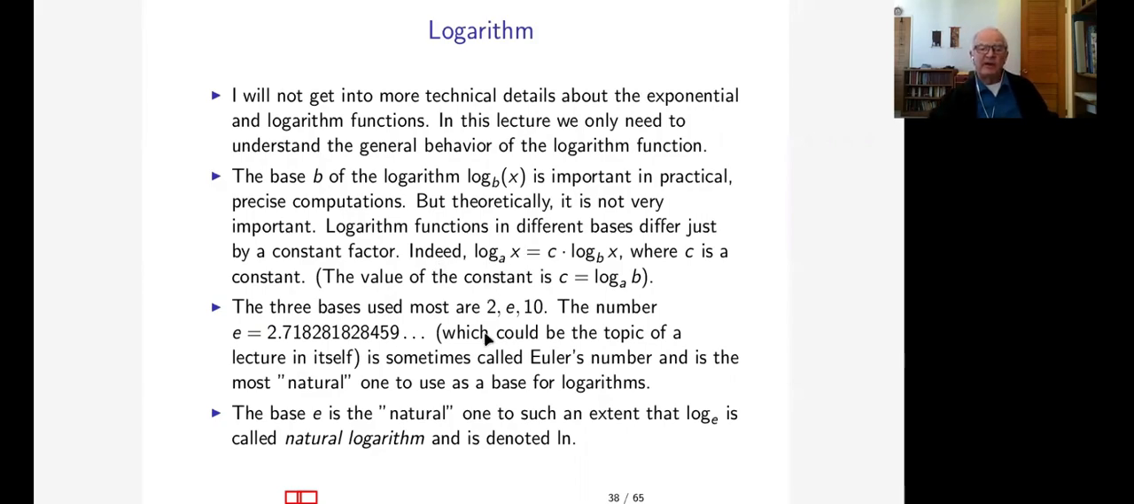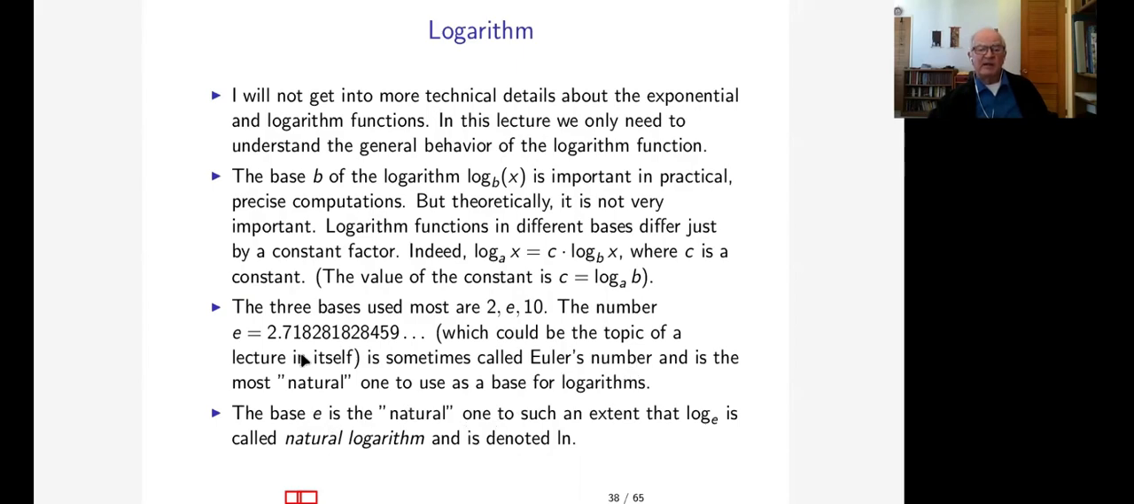I just want to mention one thing here. The logarithm in base b, any b, you can take any b to be the base. The three useful bases are logarithm in base 2, in base 10, and in base e. E is that magical number that I already mentioned, I think in lecture 1 and in other lectures too. It's about 2.7, and it's called Euler's number.